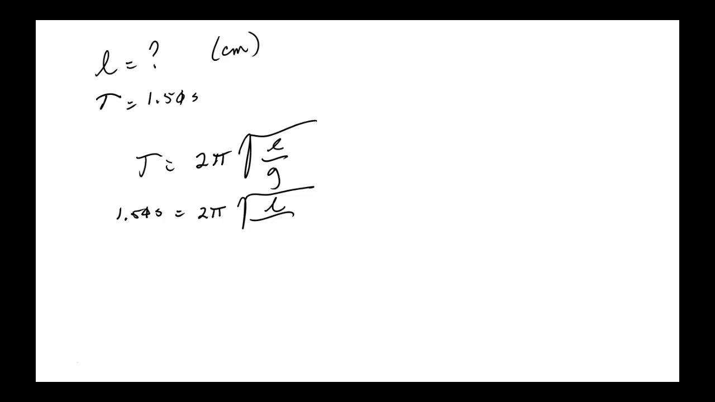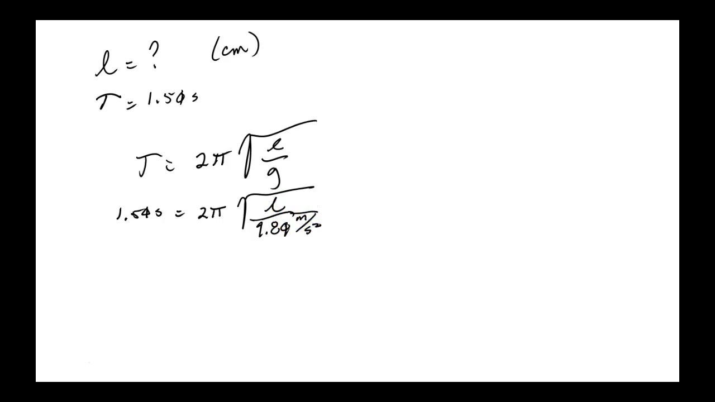Which G? You have the SI and the U.S. customary G. Yes, you would use 9.80, but what's that measured in? Meters per second squared.